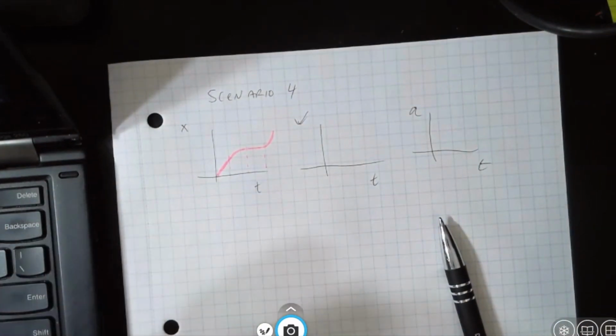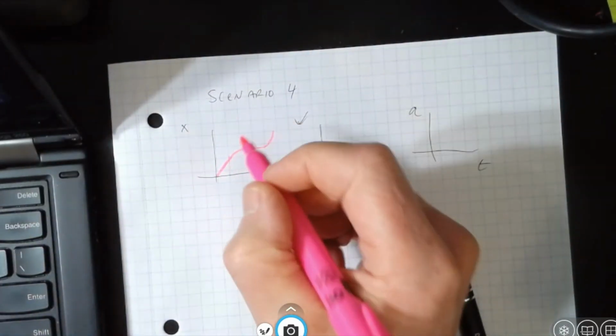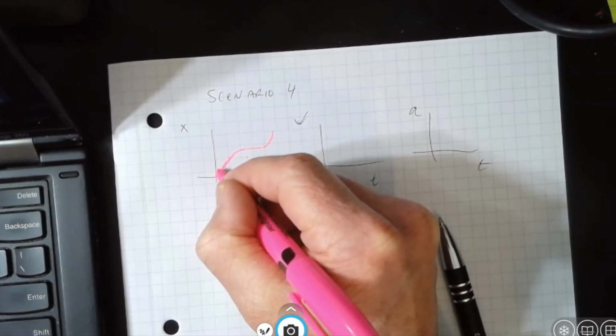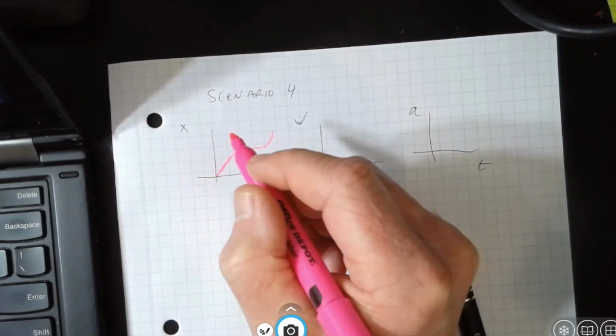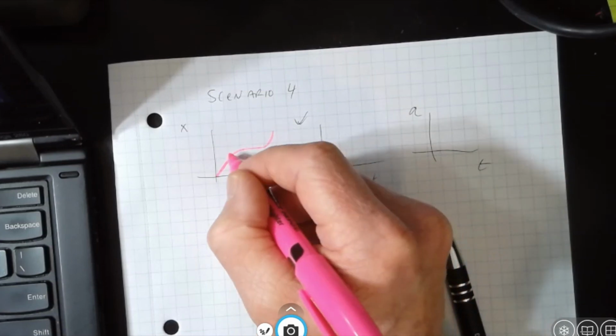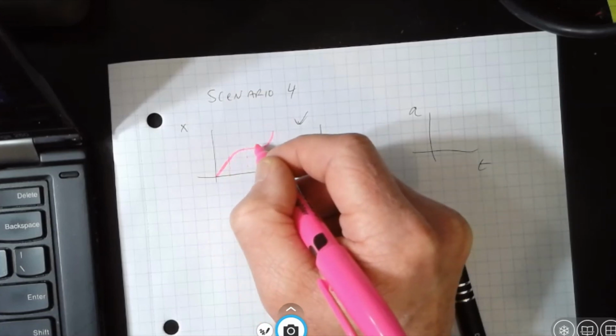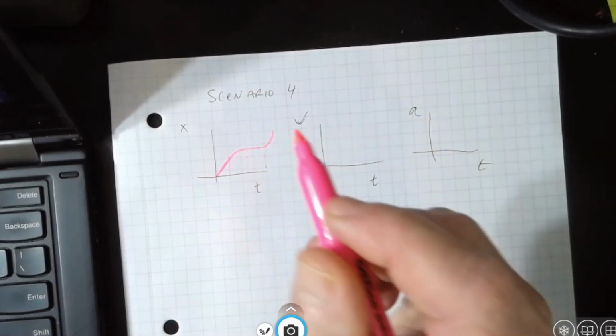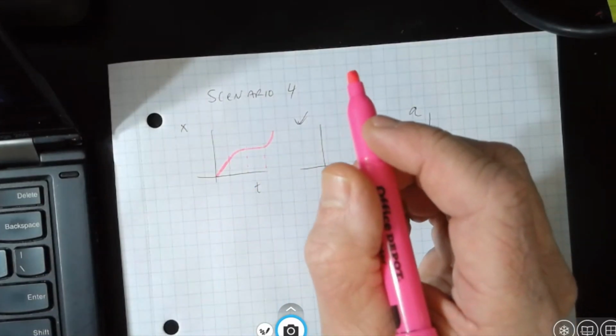In this case, let's start with our position time graph. It may be hard to see exactly what's going on here, but we have a diagonal line, and that diagonal line starts at a reference point. Then we have this bottom opening parabola. Then we have a horizontal line, and then we have a top opening parabola. So what is that really saying to us here?